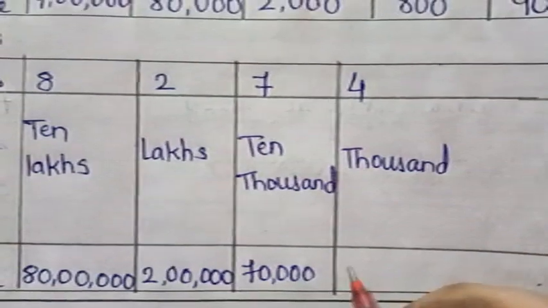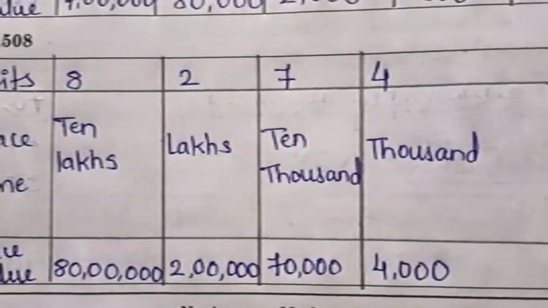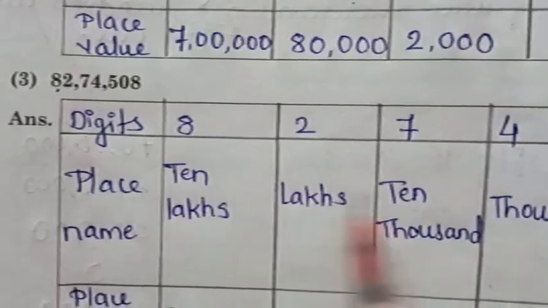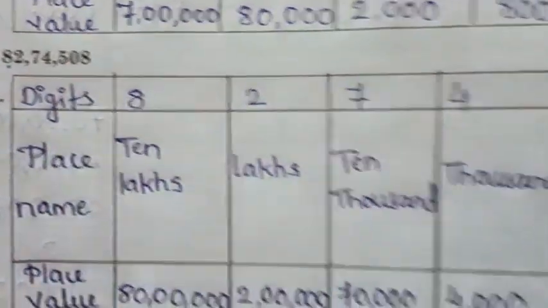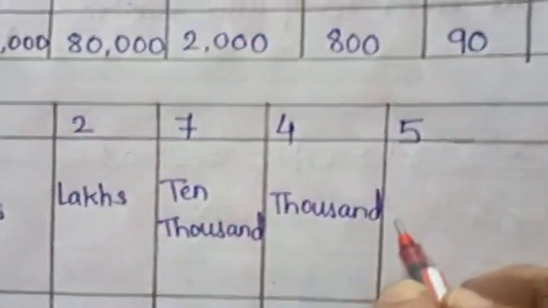Thousands place. So its value is 4 and 3 zeros. Clear, everybody? Now students, the next number is 5. So you will write here 5. 5 is at hundreds place.